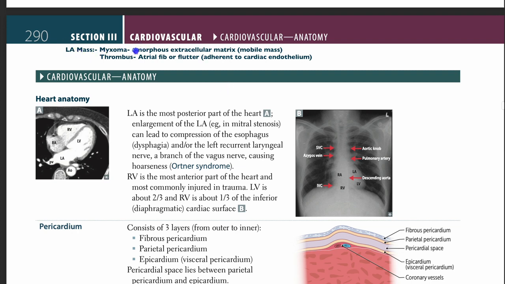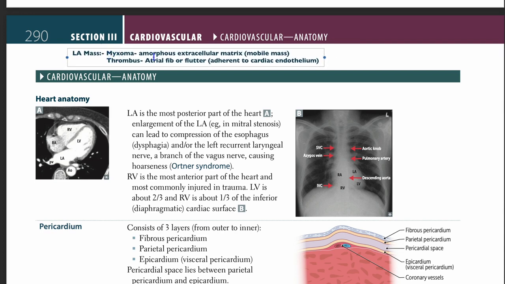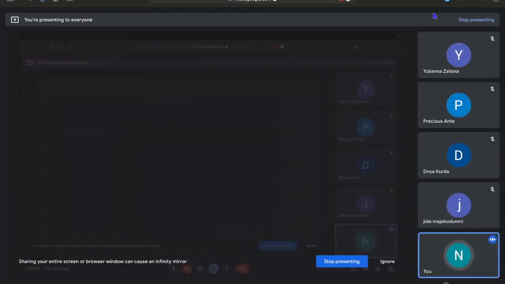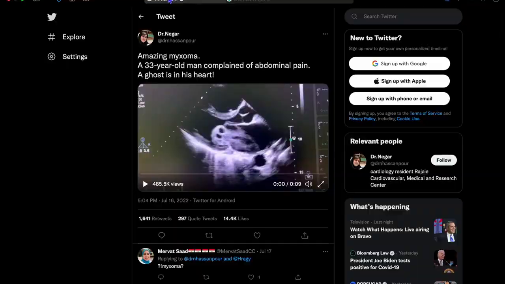LA mass, myxoma: amorphous extracellular matrix, mobile mass. And then you have thrombus, which creates atrial fibrillation or flutter. The difference between the two is that this one is adherent to the cardiac endothelium. Remember this? Just recently on the group, someone put up a picture from Twitter. Not a picture, but a video. So I think I have that open here.